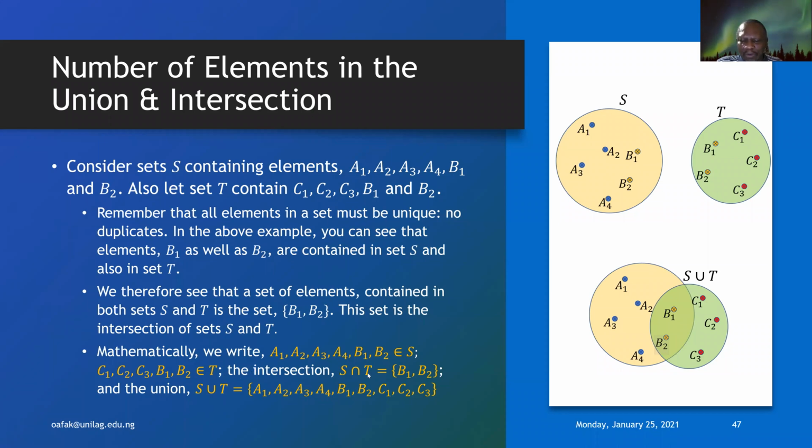And if you want to calculate the intersection, you look at the list here, and you look at the list of elements here, and you see that B1 and B2 are the things they have in common. So that is what constitutes the intersection. Similarly, you can also look at the union. The union is anything that belongs to either.